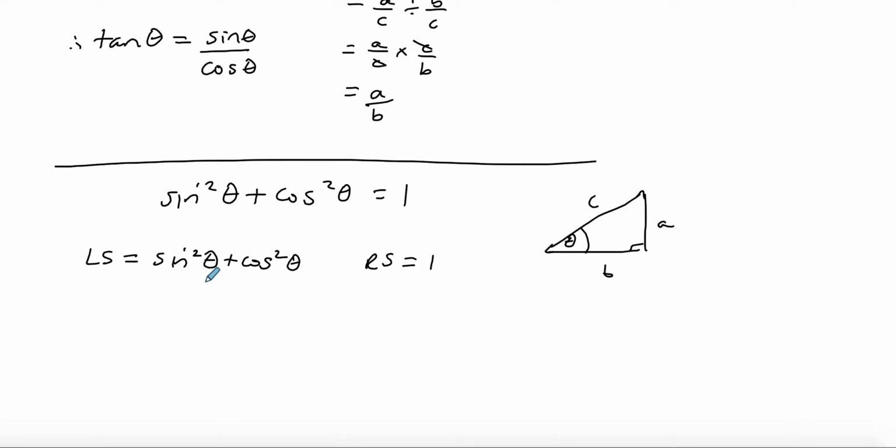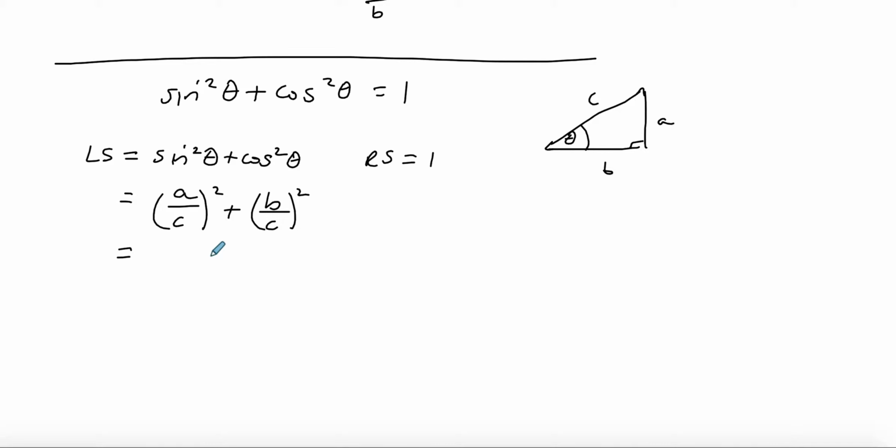How can we prove that the left side actually equals the right side? We can look at our triangle over here. I know that sine of an angle here, angle theta, would be opposite over hypotenuse, so that would technically be A over C, but that would be squared. And cos squared theta would be adjacent over hypotenuse, or B over C, but that would be squared.